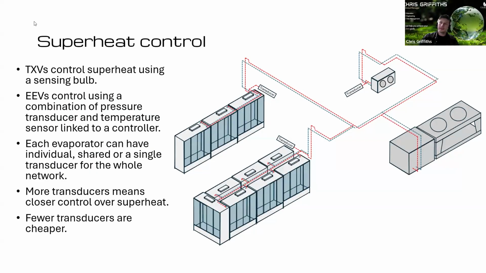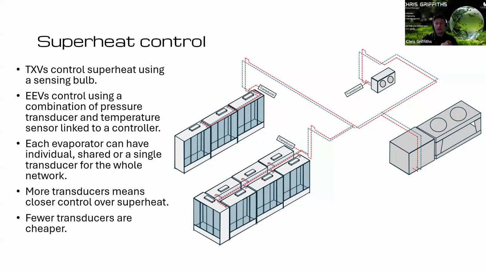So when we look at actually controlling superheat, as mentioned, TXVs just control that superheat using a sensing bulb, which increases or decreases pressure on a spring inside the valve body, which will open or close to allow more or less refrigerant through.